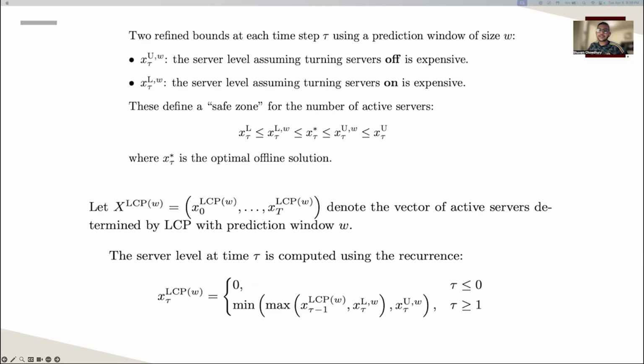At each time step, it calculates a safe lower and upper bound for how many servers need to be active. If the current number of servers is already within that range, LCP does nothing. If it's outside the bound, LCP adjusts just enough to get it back inside. No overreaction, no over planning.